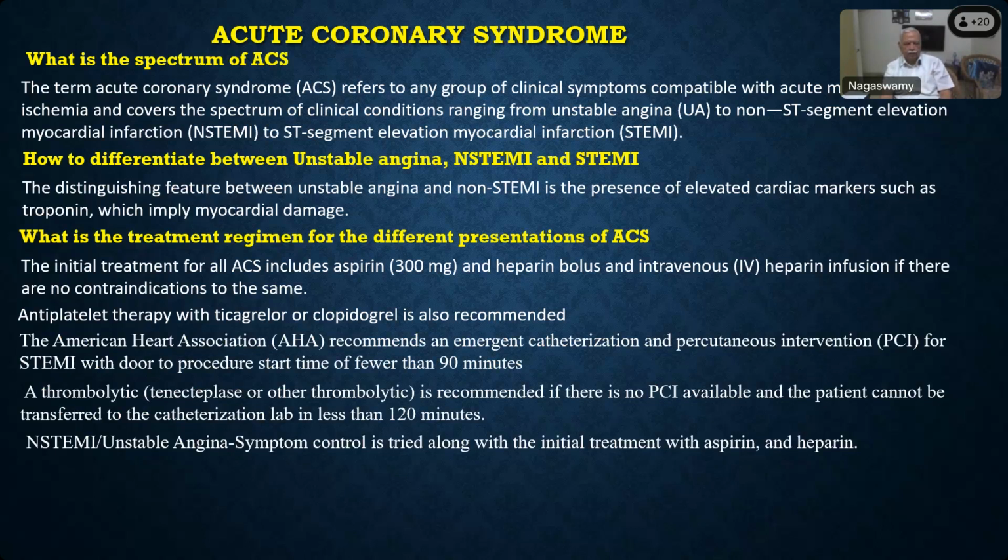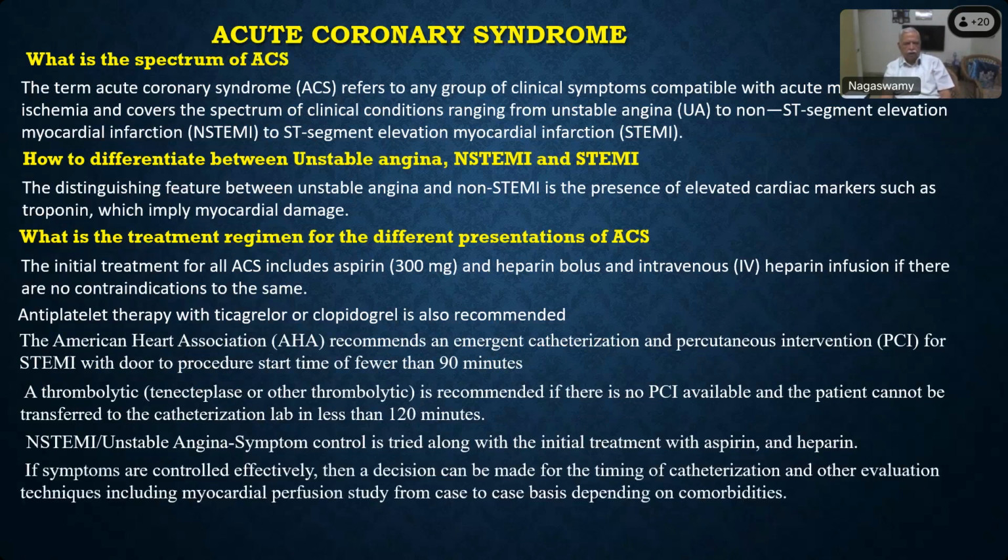Time is very important. And for non-ST elevation MI and unstable angina, try to control the symptoms with the initial treatment of aspirin, heparin, and analgesics. If symptoms are controlled effectively, then a decision can be made on timing; again they definitely have to undergo an angiogram and other evaluations based on the comorbidities. But if the patient continues to have anginal pain, then in these patients also you have to go for angio and proceed. Okay, this is the treatment that you have to remember.